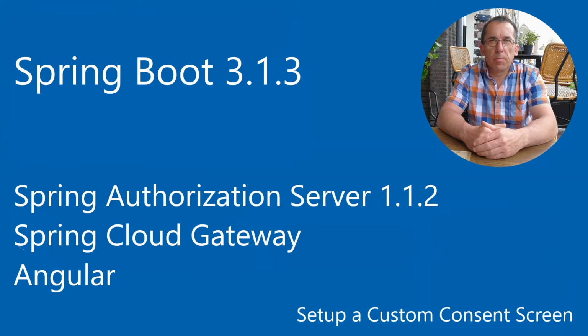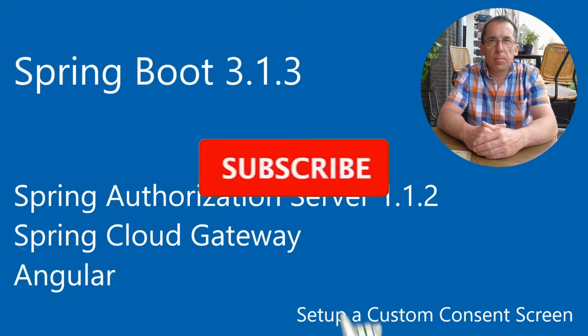In this video, we continue with the application from a previous video. Spring Authorization Server, Spring Resource Server, Spring Cloud Gateway and Spring OAuth 2 Client, and an Angular app. You can find the link to the code from the previous video in the upper right corner. Today we discuss a custom login and a custom consent screen in the Spring Authorization Server.